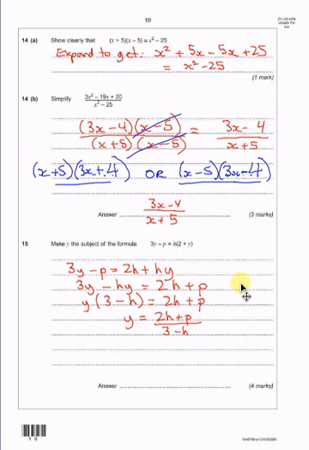Whenever you get multiple y's, you will always need this extra step. You will need to factorize to get the y on its own. The only way to get y on its own is to factorize it, so it becomes y bracket 3 minus h equals 2h plus p. And then you divide by the 3 minus h to get y equals 2h plus p all over 3 minus h.